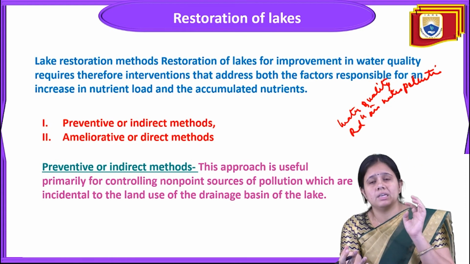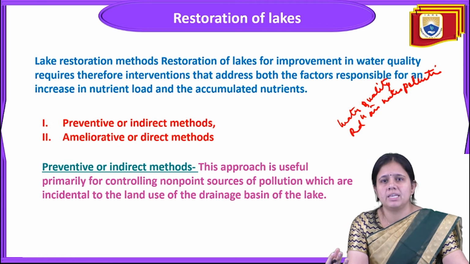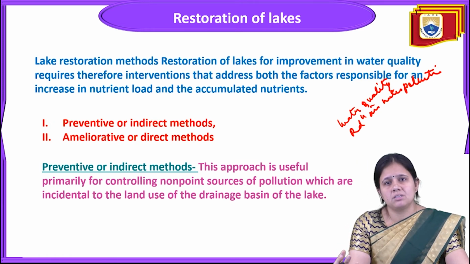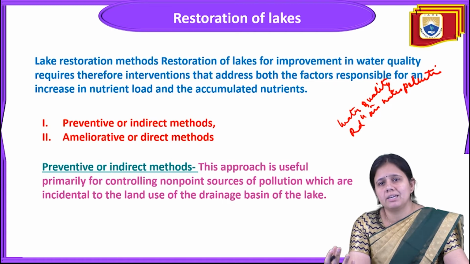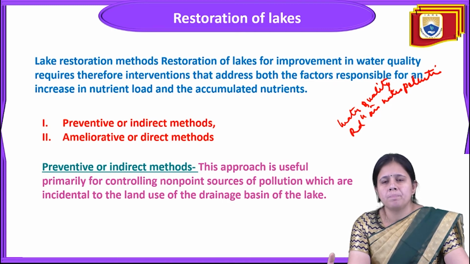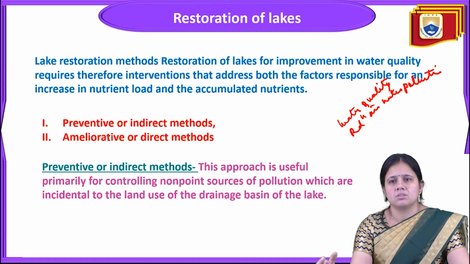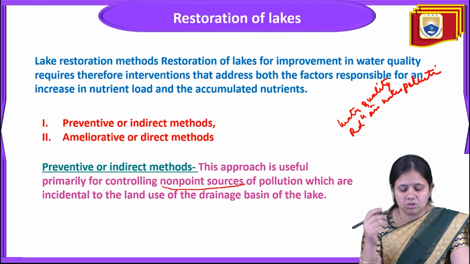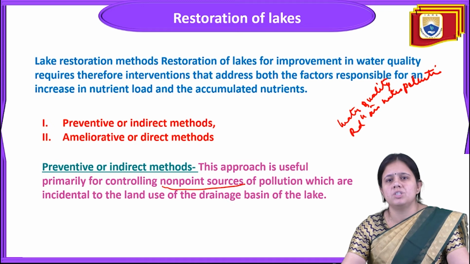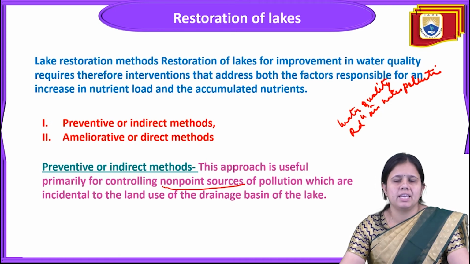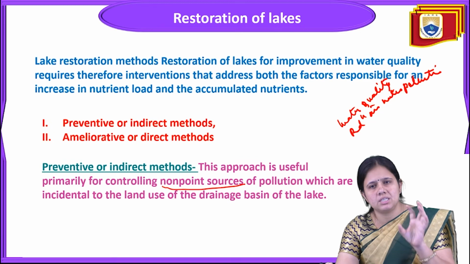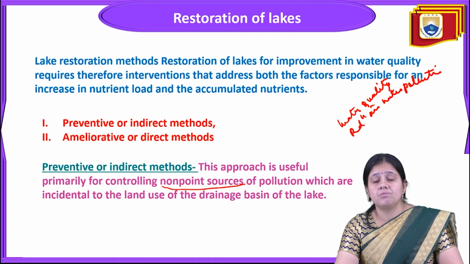So the different methods that have been adopted for the restoration of the lake are the preventive or indirect methods, and the ameliorative or direct methods. The indirect method approach is useful primarily for controlling non-point sources of pollution, which are incidental to the land use of the drainage basin of the lake. When non-point sources of pollution are incidental to land use of a drainage basin, they can come from anywhere. So this indirect method is mainly for the non-point sources.